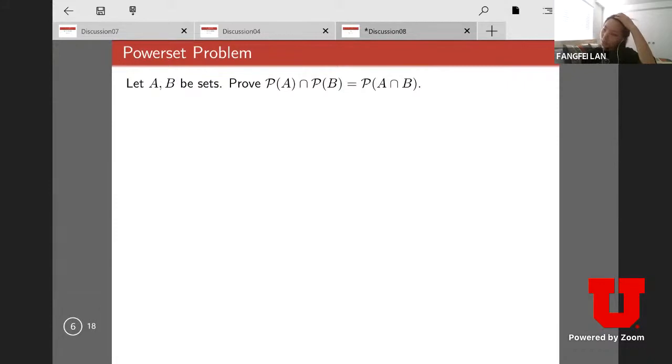Okay, let's move on to the next one. Let A, B be sets. Prove that the intersection of the power sets is equal to the power set of the intersection. So we're doing the same thing, right? We show that they're subsets of each other.